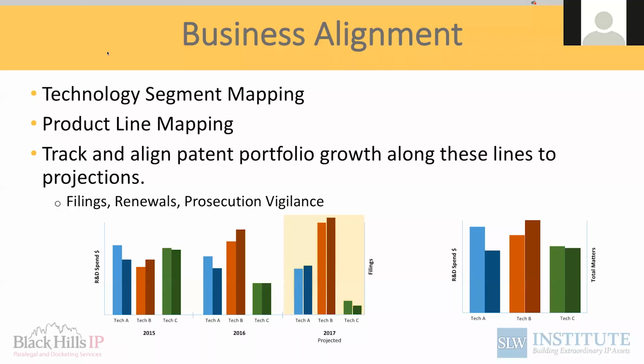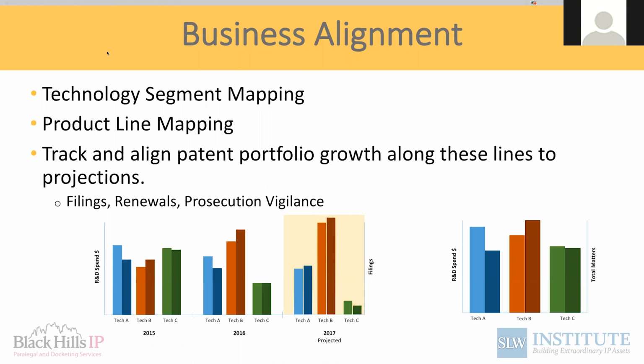And that historical data and getting our appropriate scale for the filings on the rightmost axis allows us to take the projected R&D spend for the three technology areas for 2017 and determine what would be an appropriate filing rate within those different technology areas. So the R&D projections can help drive what kind of filings you would want to try and strive for internally.